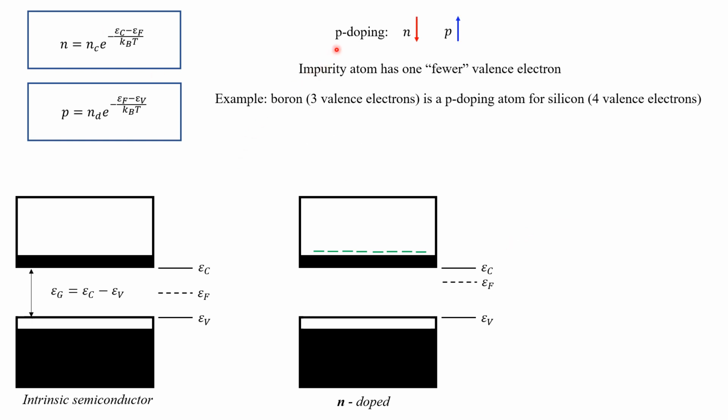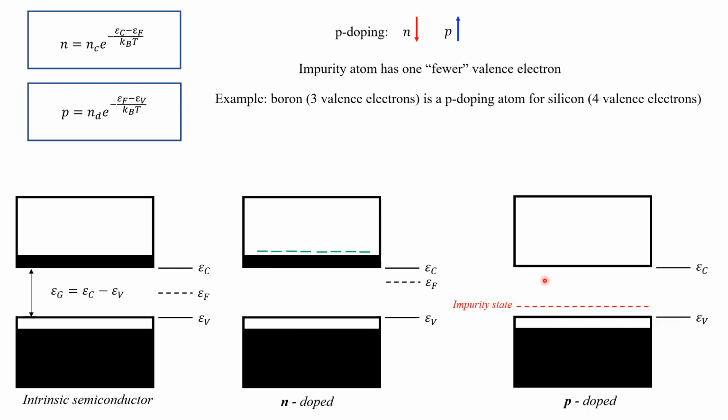So now let's take a look at p-doping. When we want to p-dope a semiconductor, we need to choose an atom having one fewer valence electron. So using silicon again as an example, to p-dope silicon, we need to choose an impurity atom having 3 valence electrons. So boron is an example of a p-doping atom for silicon. In this case, when we p-dope a semiconductor, the impurity state will be created close to the valence band. That means that it's easy for electrons in the valence band to be thermally excited to the impurity states.